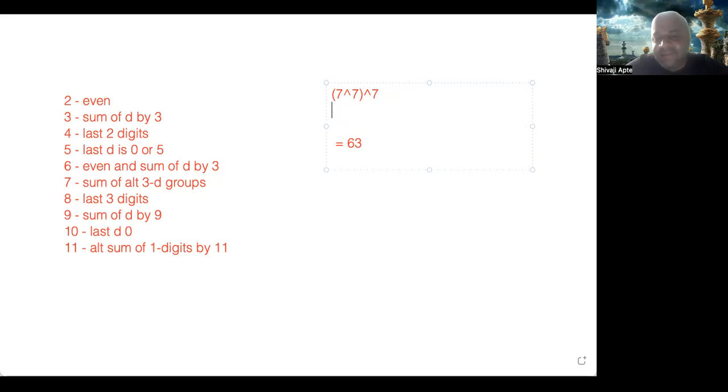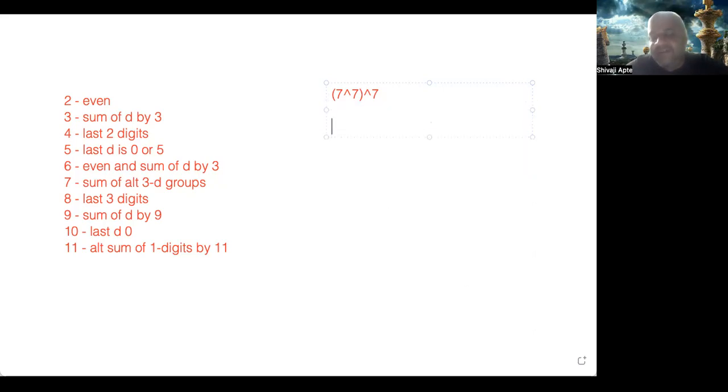Which means 7 into 7 into 7, like this up to 7, 7 times. And that group is multiplied by a similar thing 7 times. It's a very large number. So 7 multiplied by 7, 49 times. That is what the number will be. So it is not easy like that. So let us go about it.